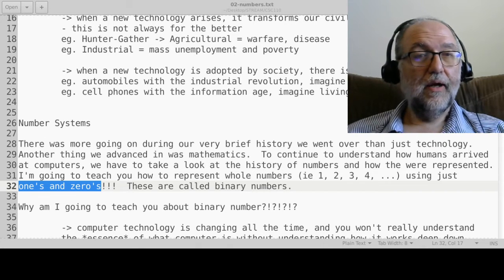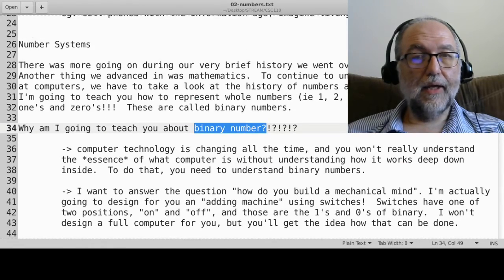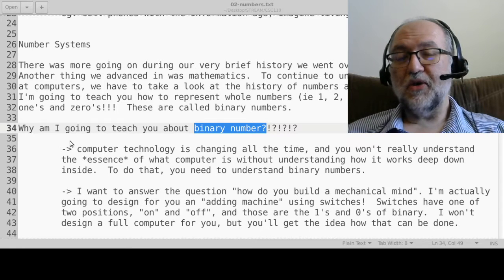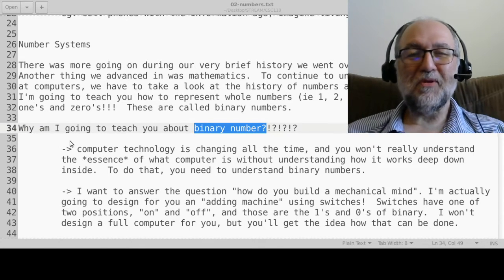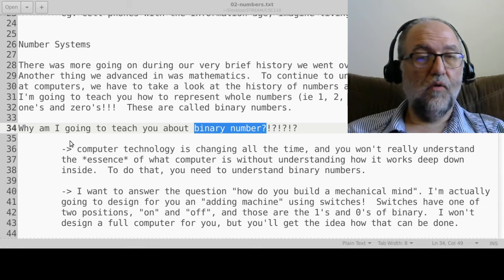Why are you going to teach me about binary numbers? Okay, like why are we going there? And there's some good reasons. I guess reason number 0 that I didn't even write down here is that every introduction to computer course teaches it. But they teach it for a good reason. So let's go over those reasons.